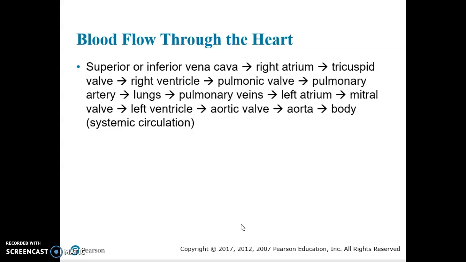Remembering this order is super important, and there's no way to remember it other than just planting it in your memory. So write it, work on it, whatever it takes for you to remember these steps. Please remember these steps, because you will see them again. You have to know these steps. I can't explain the importance of knowing them enough. Just make sure that you know the order in which this blood flow travels through the heart.